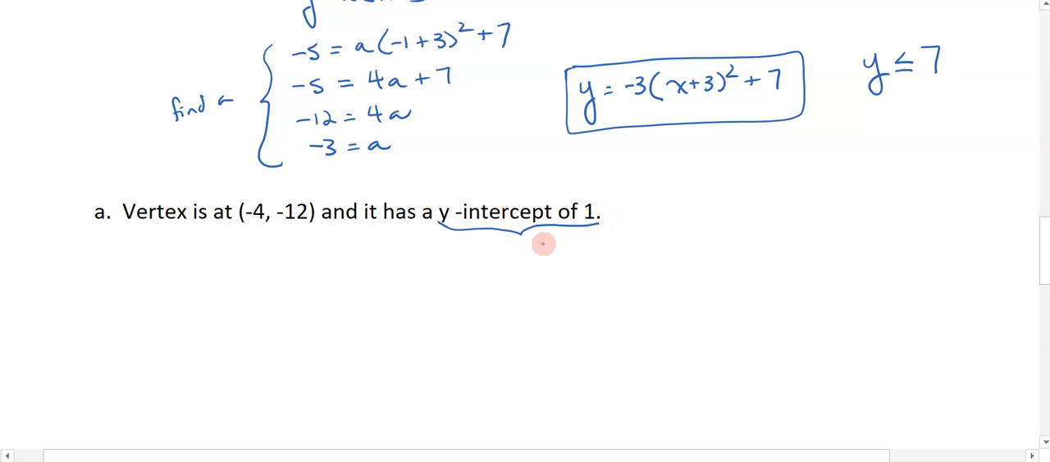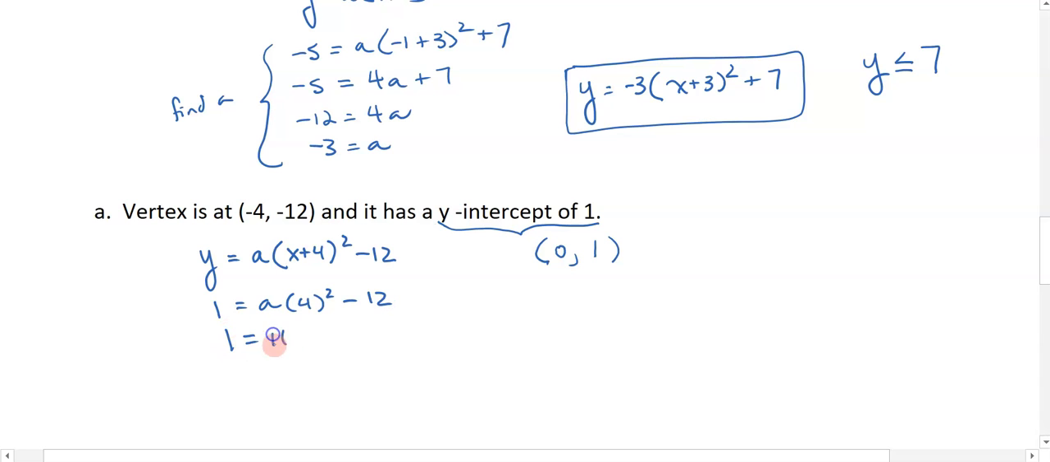Right? The vertex is -4, -12, and the y-intercept is 1. Remember, when I give you the y-intercept, I'm really giving you a point. I'm giving you the value of y when x is 0. So again, it's all the same as above. You would first start with the vertex. Don't know A. y equals a times x plus 4 squared minus 12. I would substitute this in place of y and x. x is 0.